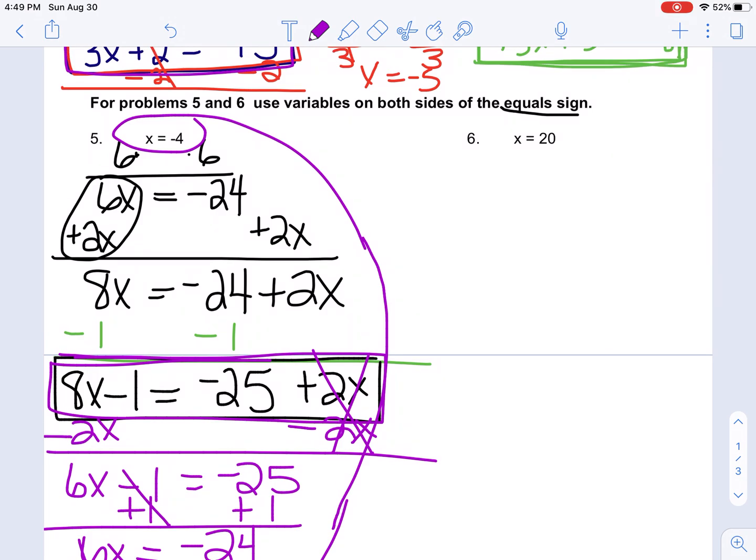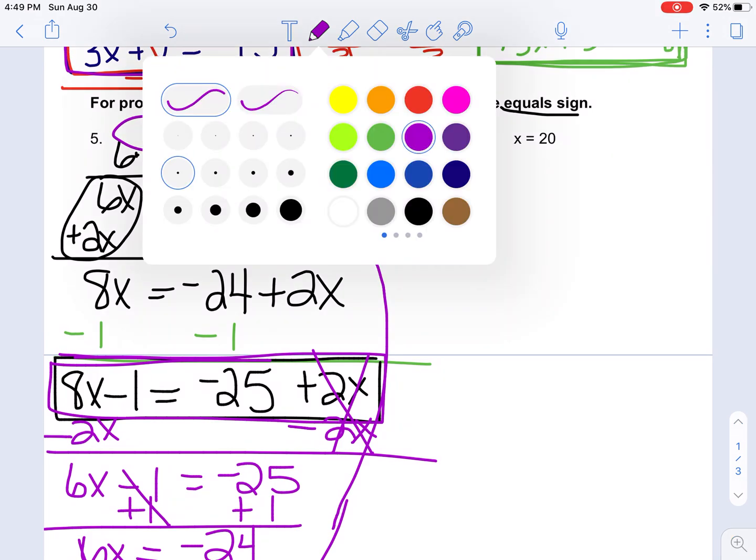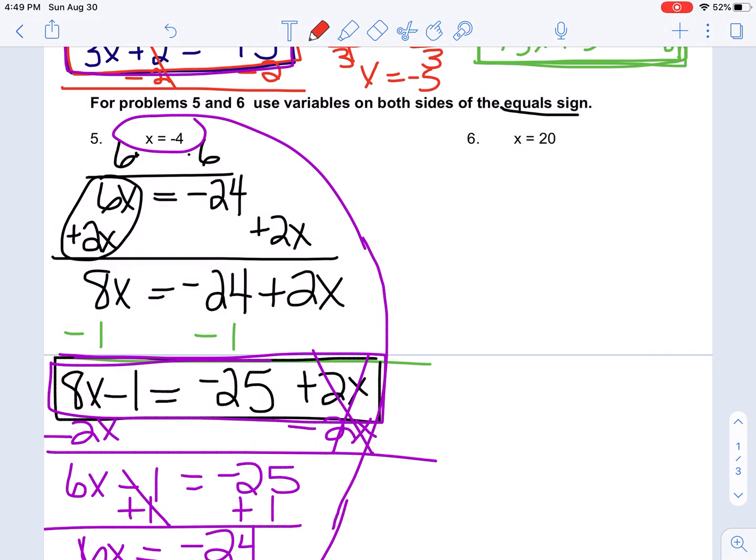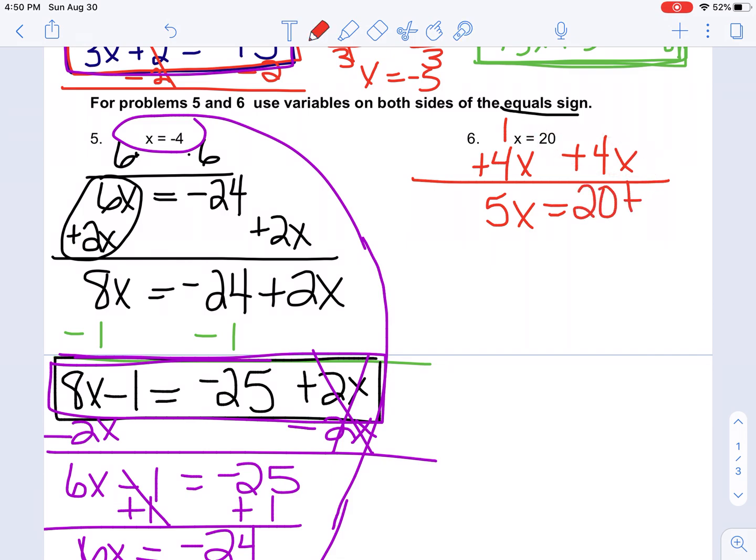Okay, one more example. We have x equals 20. This time I'm going to just start by adding a variable to both sides. I'm going to just pick 4x, so I'm going to add 4x to both sides. 4x plus this 1x right here are like terms, so that's 5x. And then the 20 plus 4x, you cannot add those together because those are not like terms, so I'm just going to leave it 20 plus 4x. Or you could write 4x plus 20, the order of addition doesn't matter.